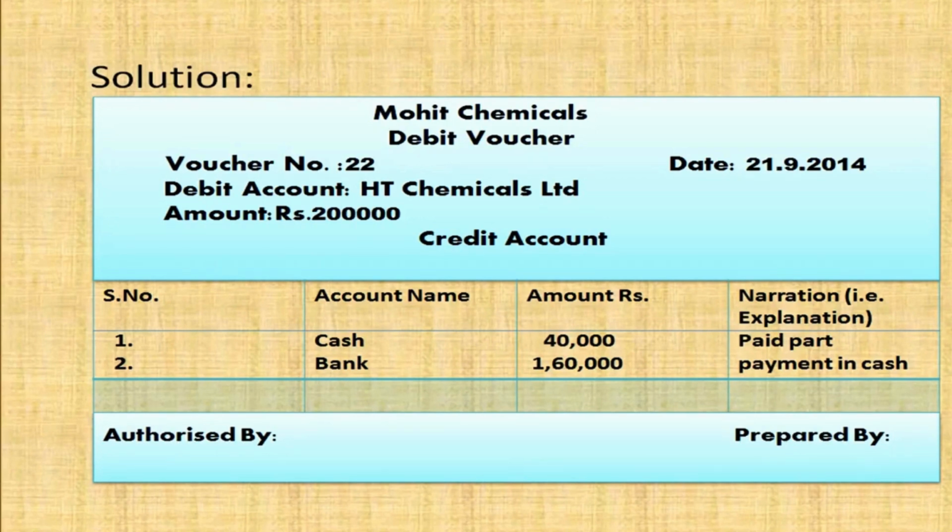You will get 1,60,000 in the form of a check. So, cash and bank: cash 40,000, bank 1,60,000. Prepared by the accountant, so signed by him. Countersigned by the authorized signatory.